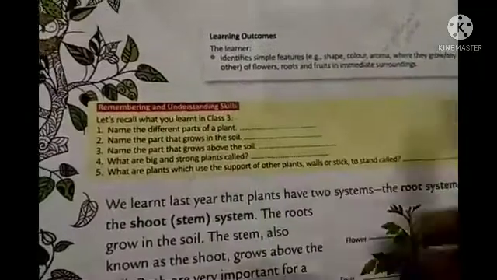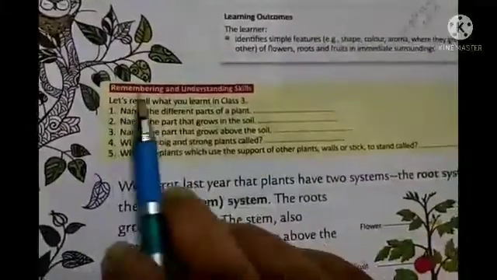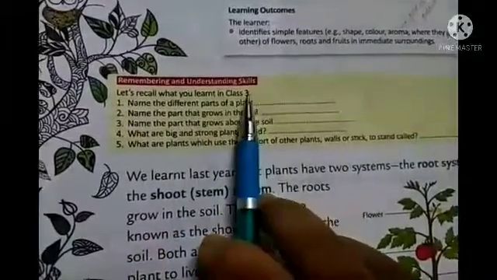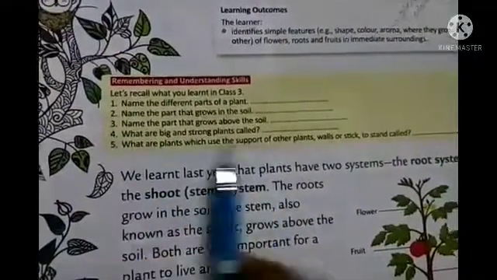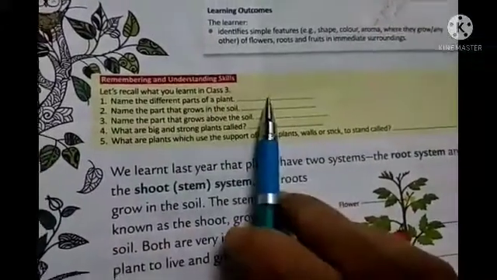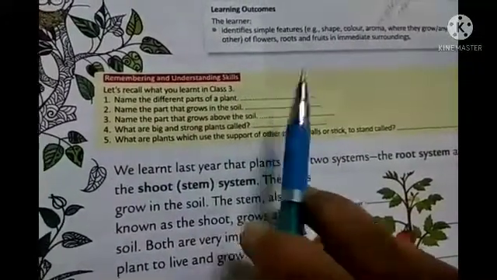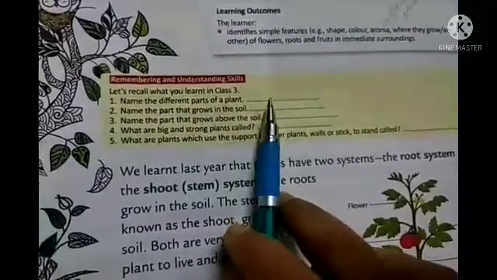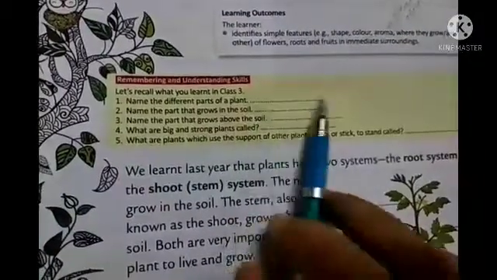Students, in your book you have some remembering and understanding skills questions. You have already learned these things in class 3, so I think you can answer questions 1 to 5. Name the different parts of a plant. You can write here the parts of plants, starting from roots, stem, leaf, flower, fruit, all these things.